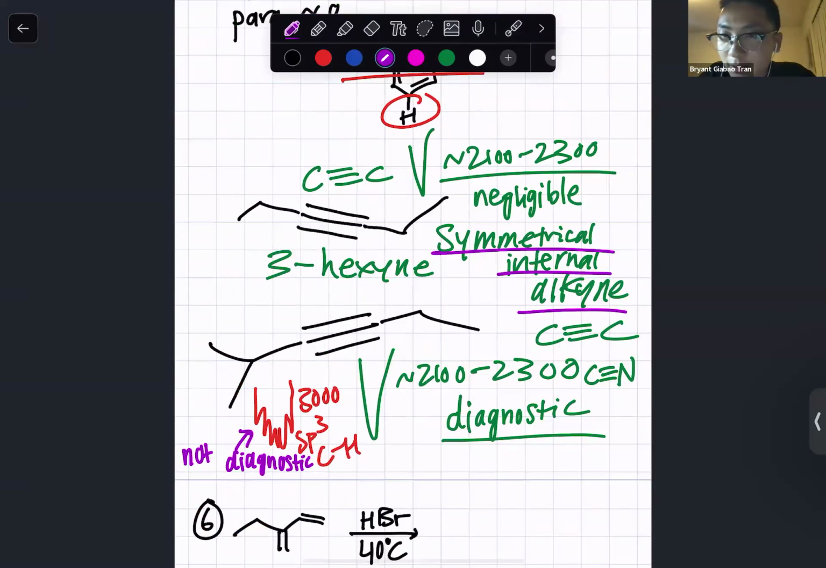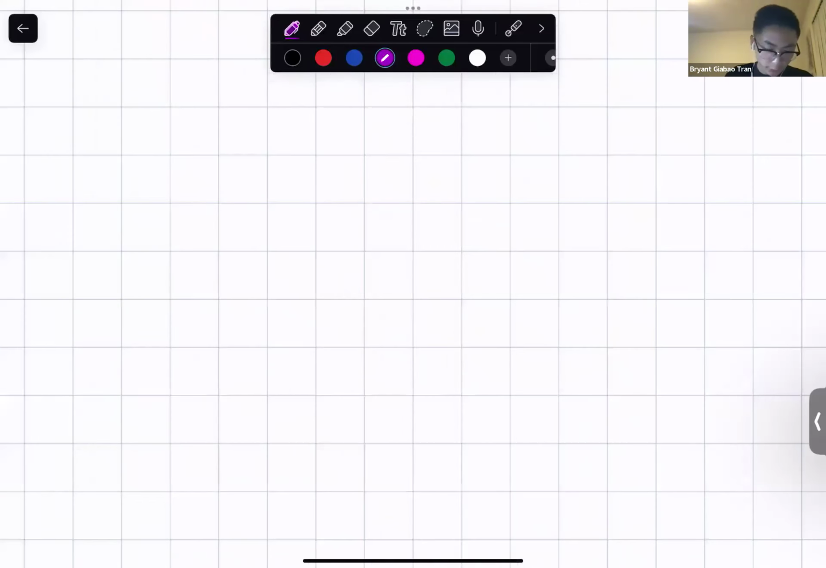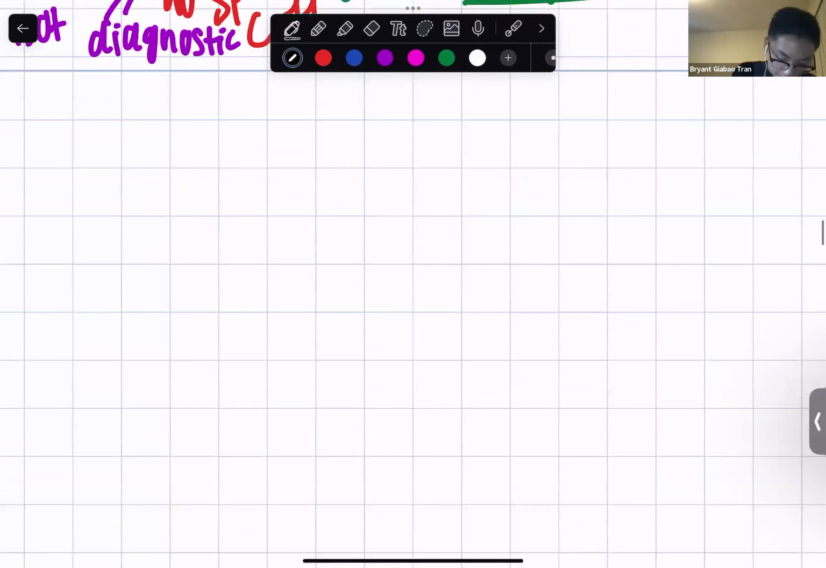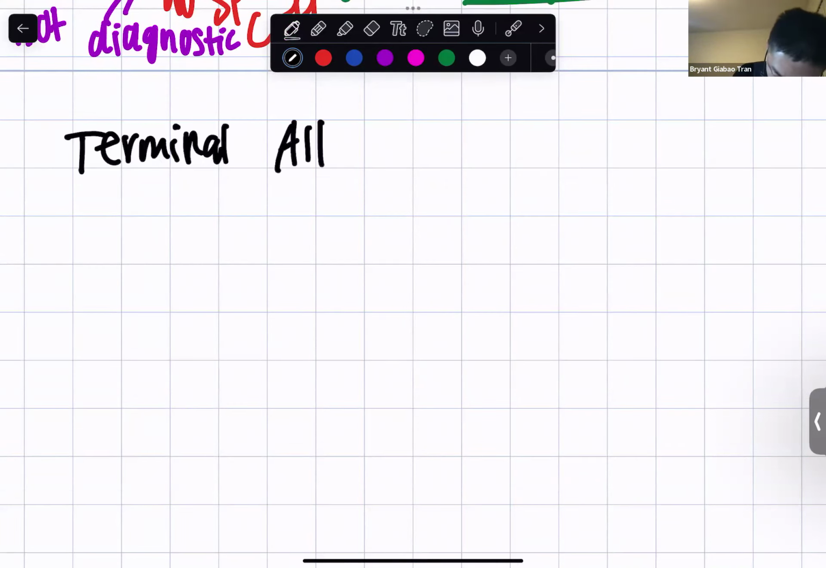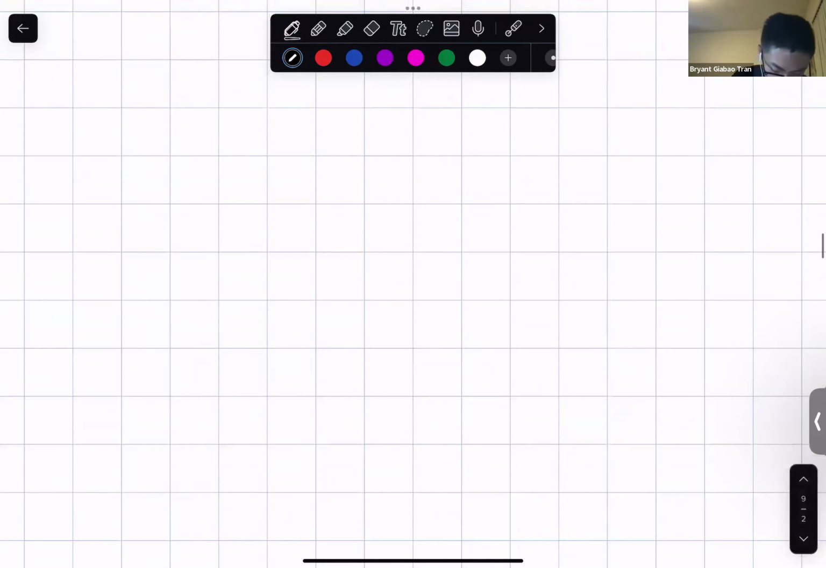Okay. Can you do a quick example of an alkyne with HBr? Yes, alkyne. I'll show you different types. Terminal alkyne and two types of internal alkynes, symmetrical and asymmetrical.